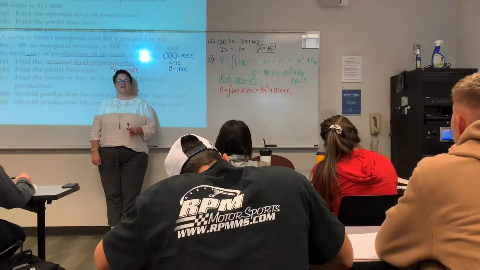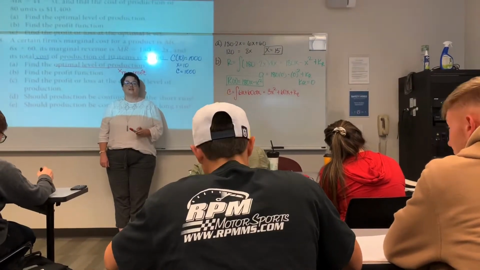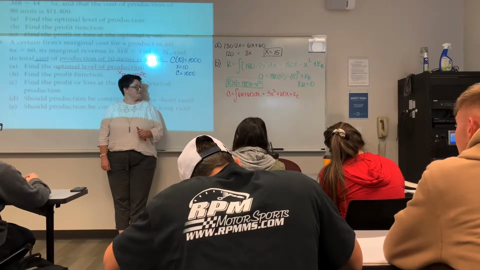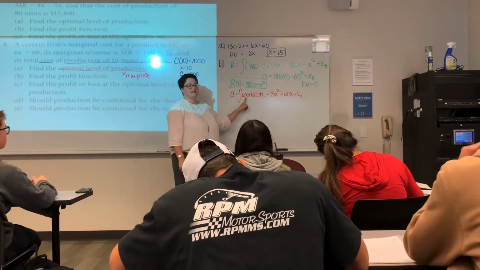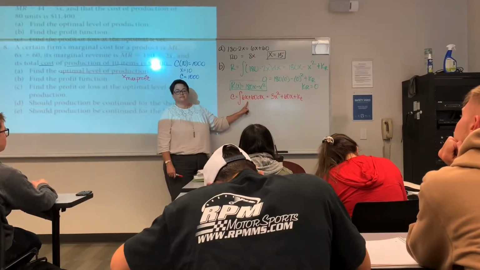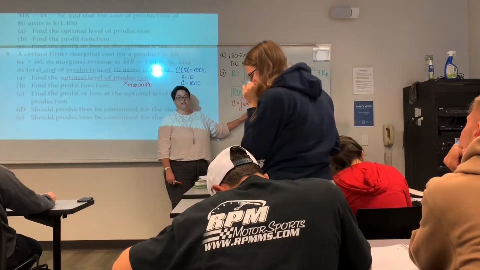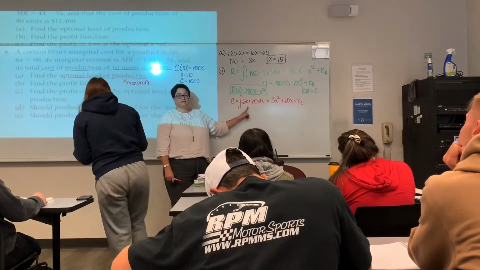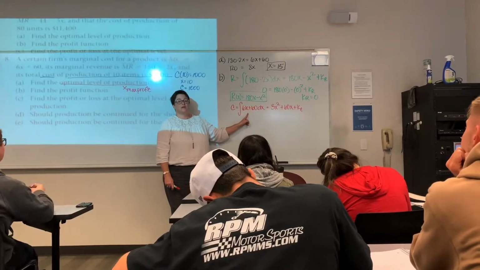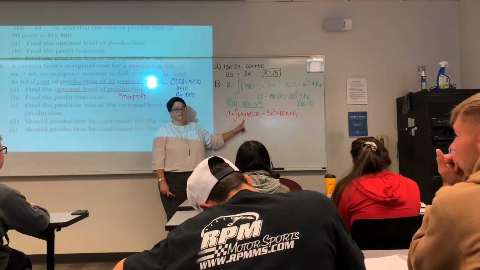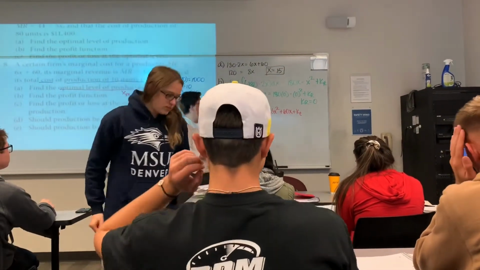Give me a thumb if you're there. It's marginal cost, 6x plus 60. Yeah, you're going from marginal cost to total cost. But work the math, my dear. What's the integral of 6x? Talk it through. 6x squared over 2, because of the n plus 1. 6 divided by 2 gives me 3. Okay, thank you.